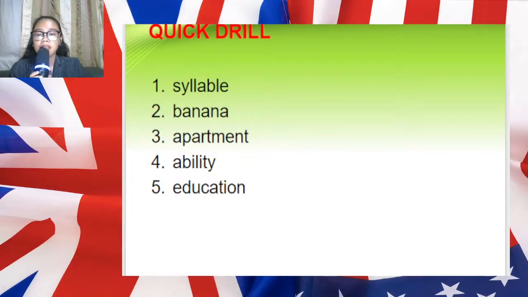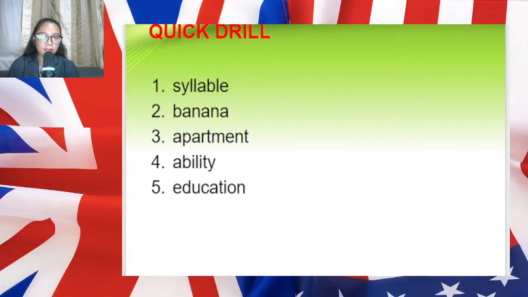Second, banana. Third, apartment. Fourth, ability. Fifth, education. Okay? Once again, this time a little faster. Syllable, banana, apartment, ability, education. Okay? How did that feel? Great effort, everyone.